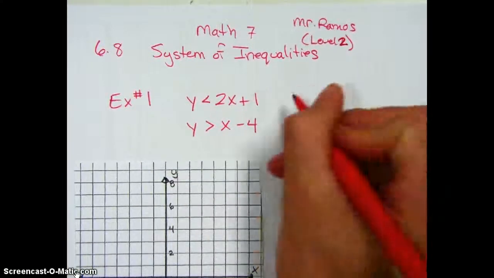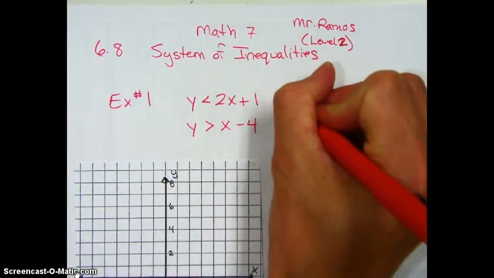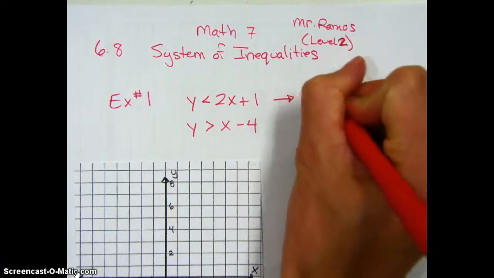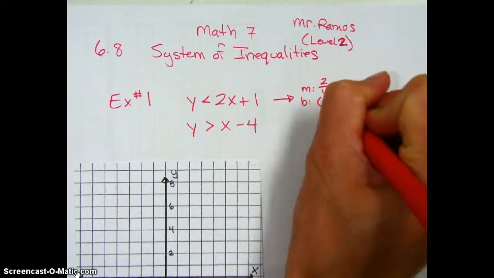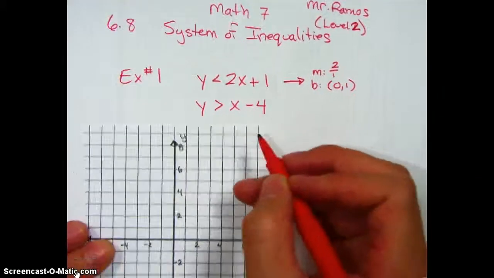All right, so let's take a look at this first one. If I'm just looking at this inequality, you should know by now that you can pull out some information here. You should be able to pull out the slope, which is 2 over 1, and the y-intercept, and this one is (0, 1). All right, so there's that one. I'm going to go ahead and graph that one first on my graph here below.